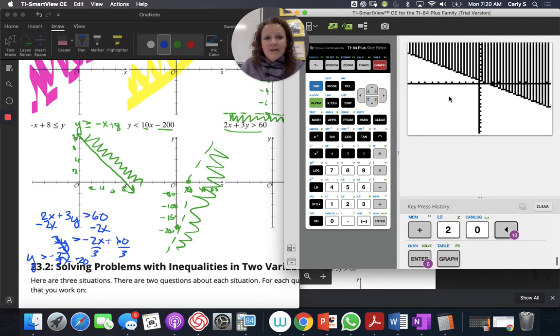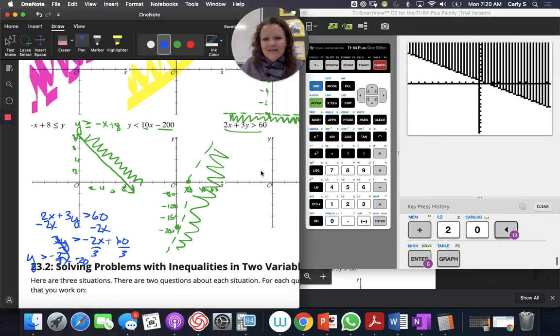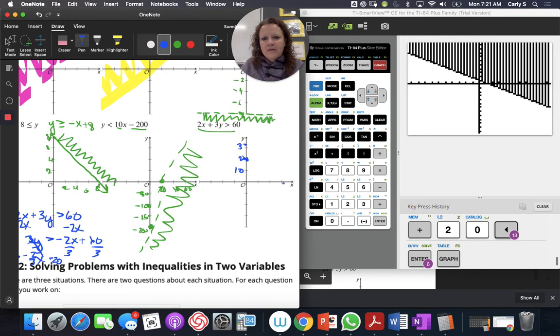I know my y-intercept is 20. So really if I do this, let's do 10, 20, 30. So my y-intercept is 20 and my slope is negative 2/3. So if I go down 2 over 3, that'll give me a pretty good idea. And I'm greater than, so I want a dashed line, and I'm shading above.